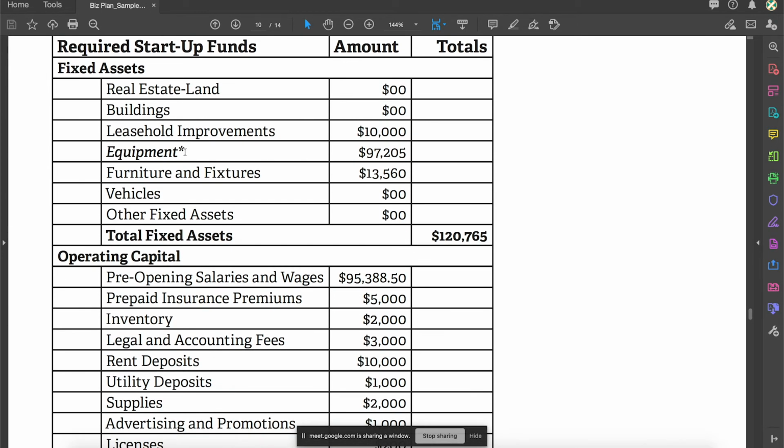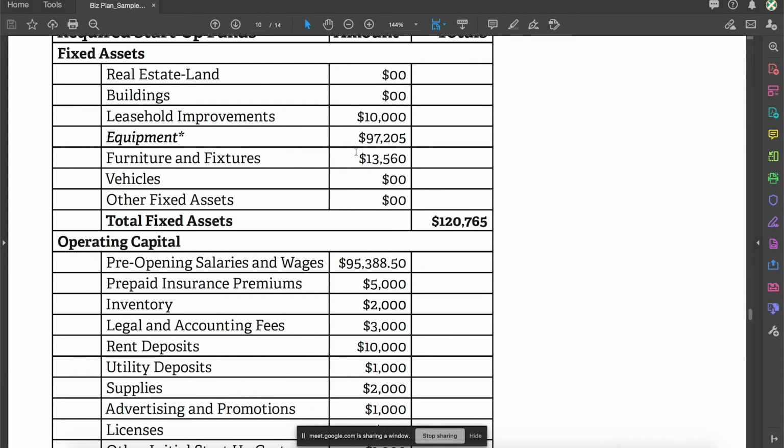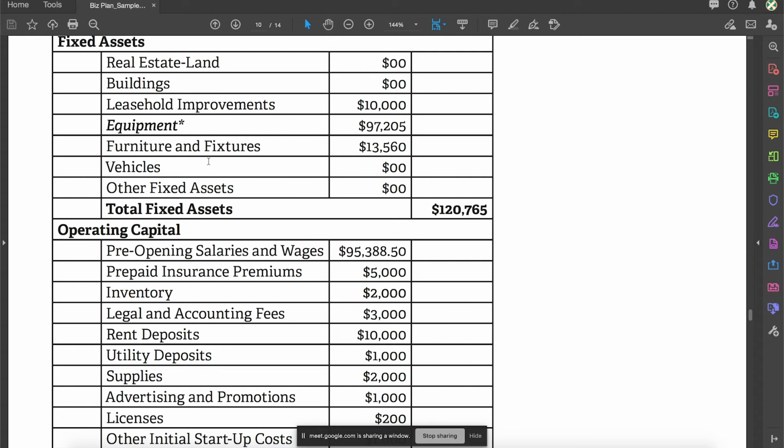Equipment costs, things like computers, printer, copier, all of those things go there. Furniture and fixtures, obviously, furniture like desks and chairs and things like that. If you're going to be running a mobile business, then you probably would need to buy the car, the vehicle that you're going to use, and then other fixed assets.